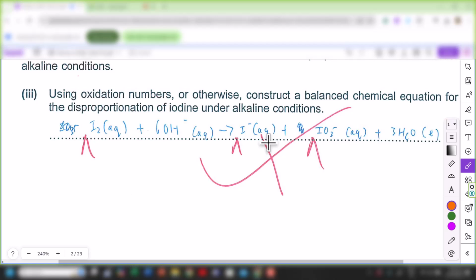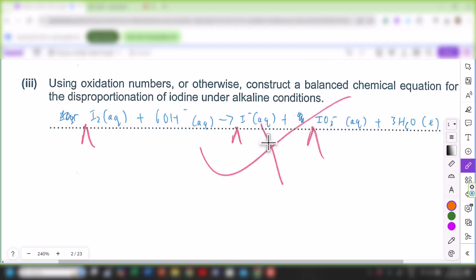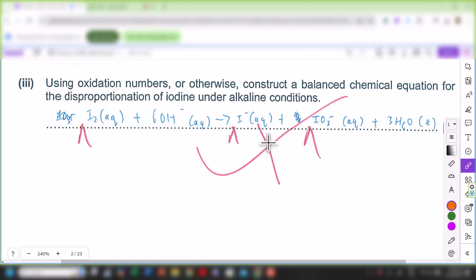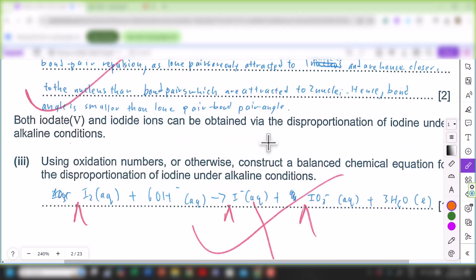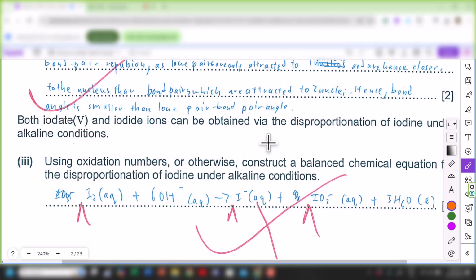I think we talked about that. I also wrote on your scripts, either asterisks or something. So what actually is the best way to answer this question? I can illustrate this to you, because they highlighted that you get IO3 minus and I minus when you have disproportionation of iodine.